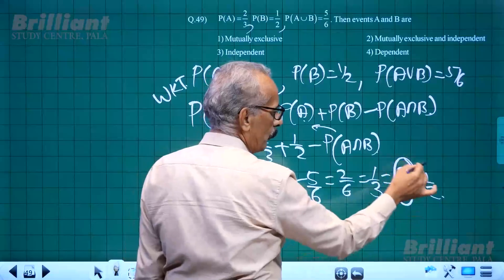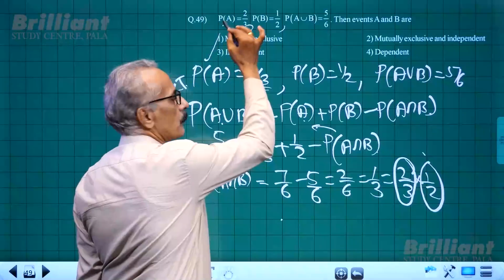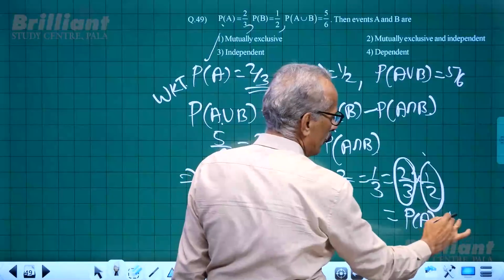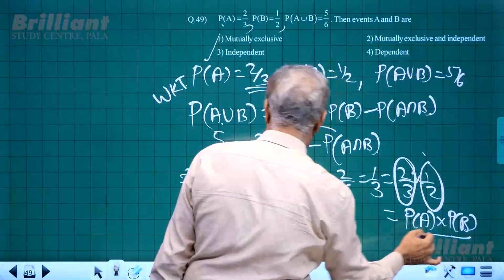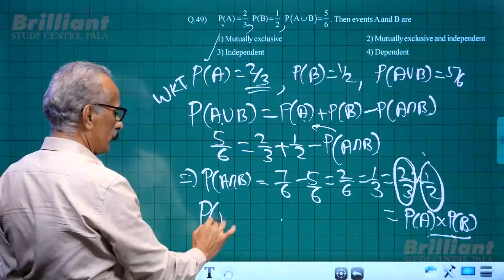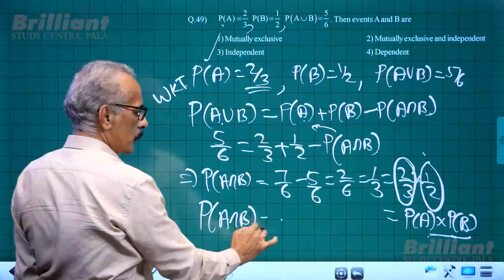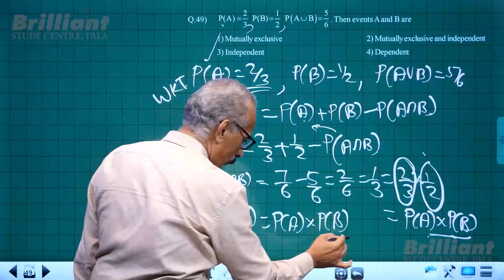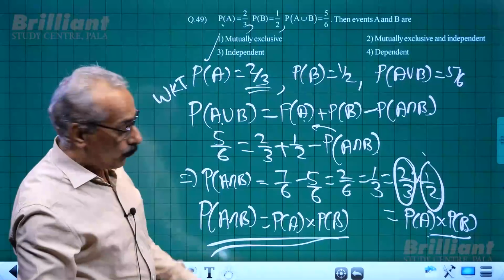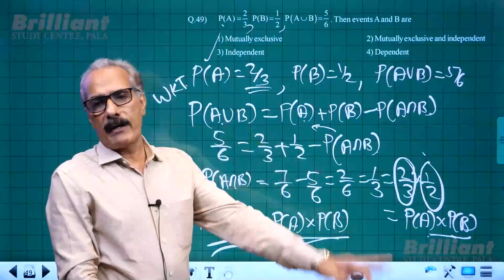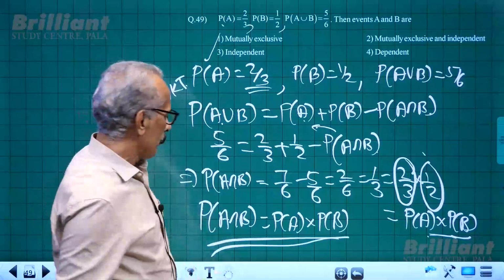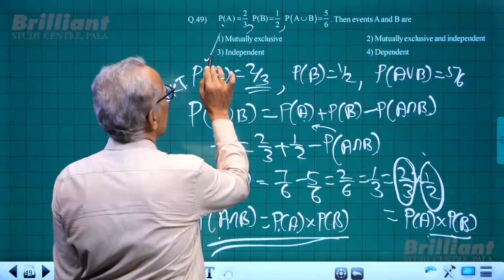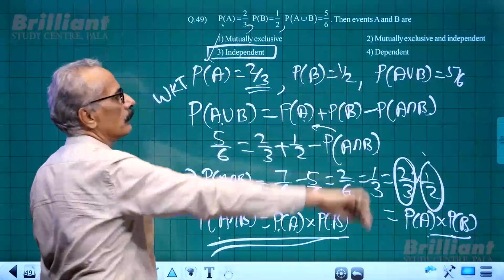Why did I write so? Because 2 by 3 is given as your P of A. So I write this as probability of A into probability of B. Look at the definition. So we got probability of A intersection B is equal to probability of A into probability of B. So what is this condition? The two events are independent. The multiplication theorem: P of A intersection B is equal to PA into PB. That is called independent. So this is the third option.